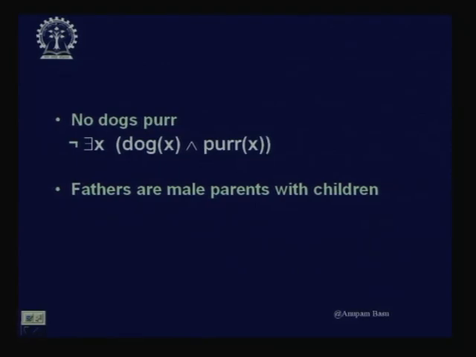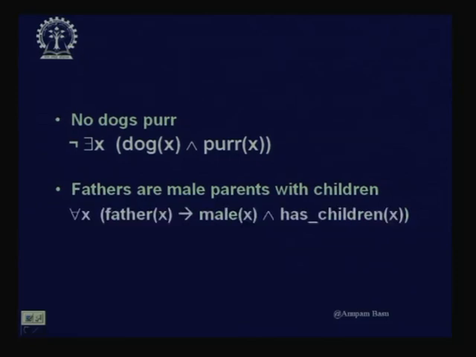Now, this is a solution to that. For all x, if x is a father, that implies that x is male and x has children. So, I can represent this as father x implies male x and has children x. Okay.